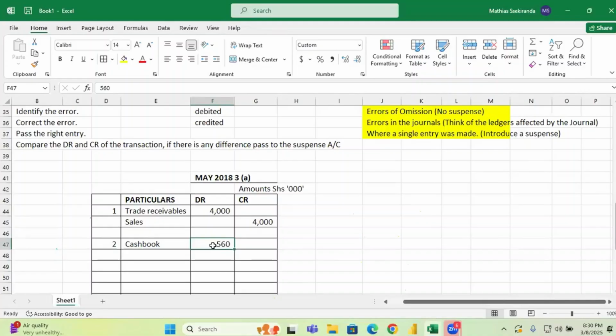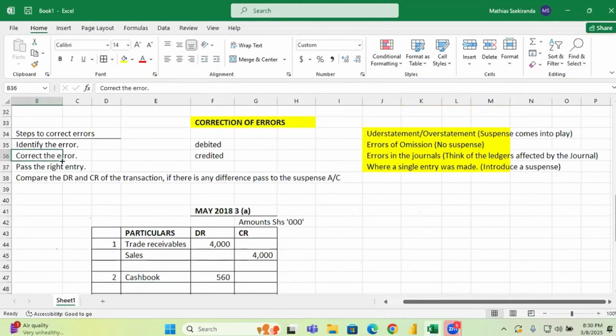In accounting, we don't delete transactions. We don't delete, we pass reverse entries. Therefore, by debiting the cash book with 560, you have reversed the error the accountant had made in the cash book. And then we are on step number 2.